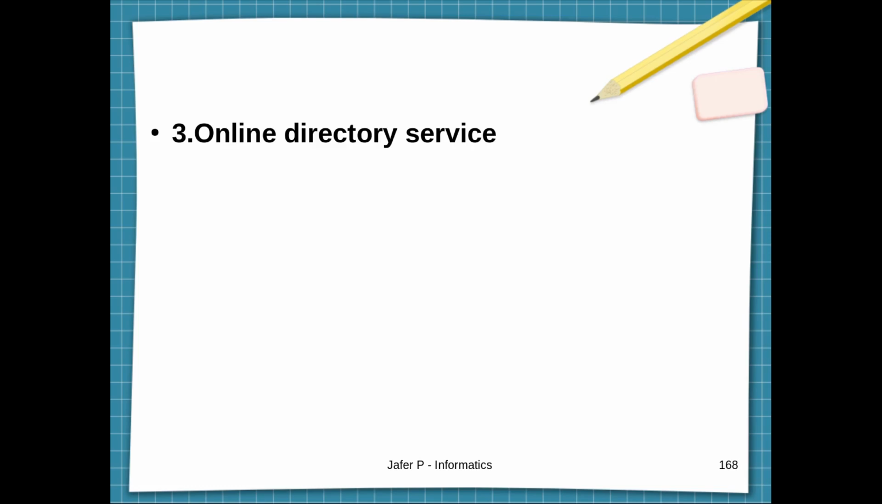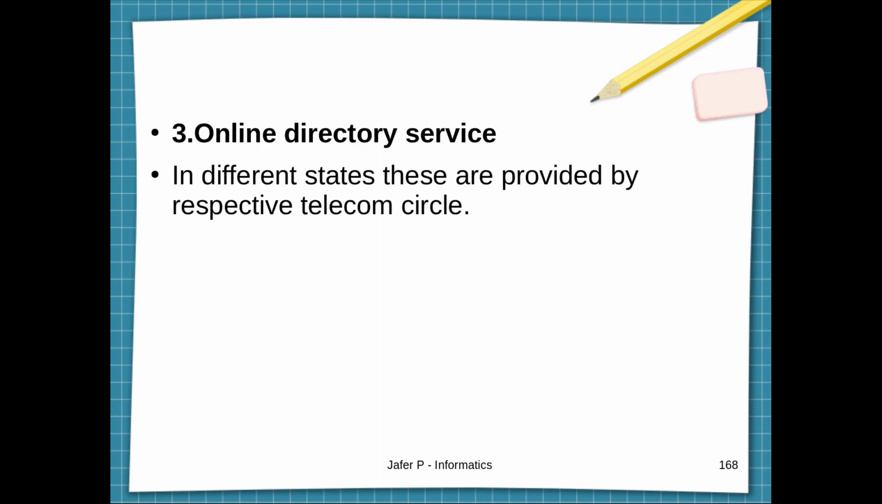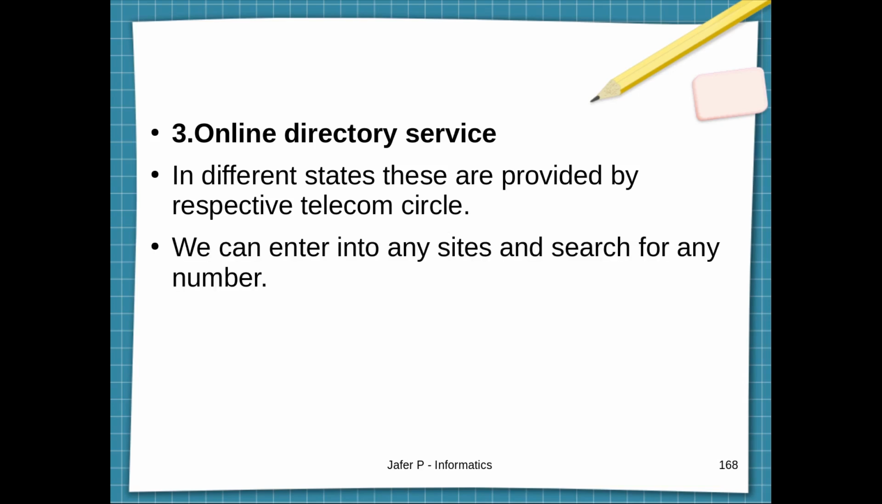Then the third service is the online directory service. This is the third internet service. What is the online directory service? In different states, these are provided by the respective telecom circle. You will be getting the directory, the contact details of persons. For example, Vodafone, Jio. There are different telecom circles, so they will be providing the online directory service.